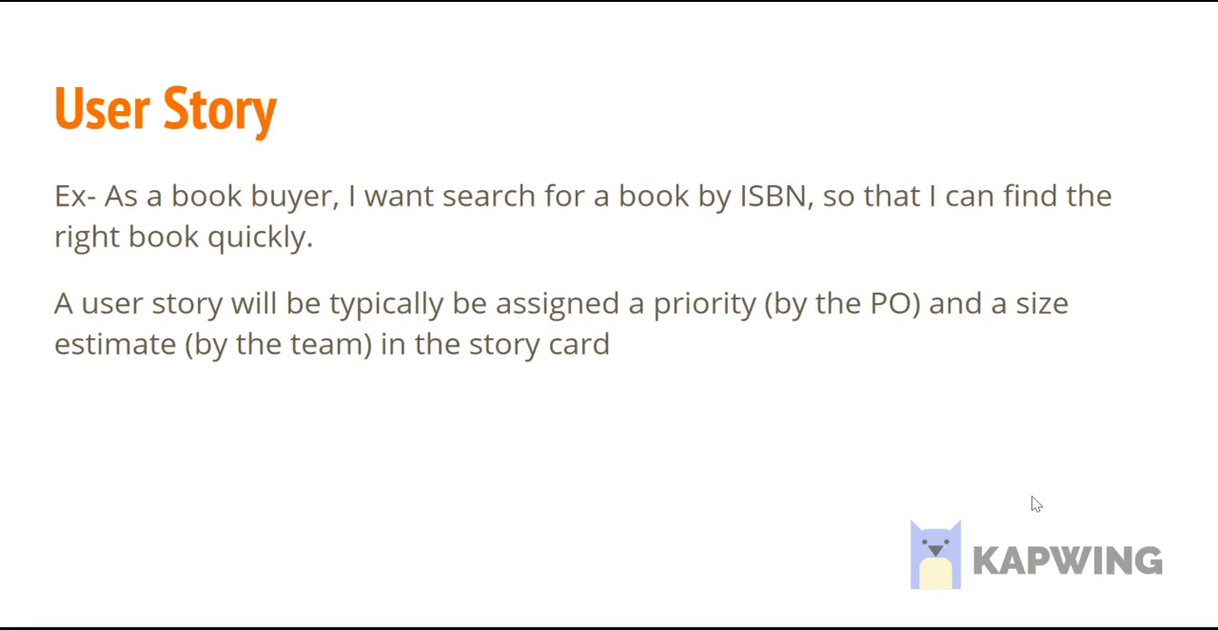For example, let's say a book buyer. I want to search for a book by ISBN so that I can find the right book quickly. A user story will typically be assigned a priority by the PO and a size estimate by the team in the story card. So here we have a book buyer as a role. The requirement is to search for a book by ISBN, and what would be the benefit is that they can find the right book very quickly.